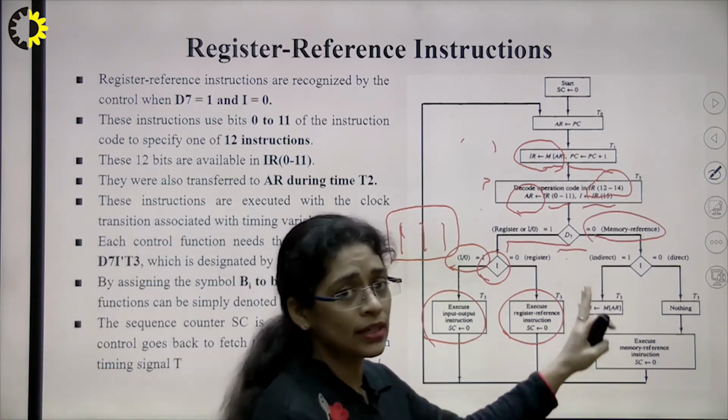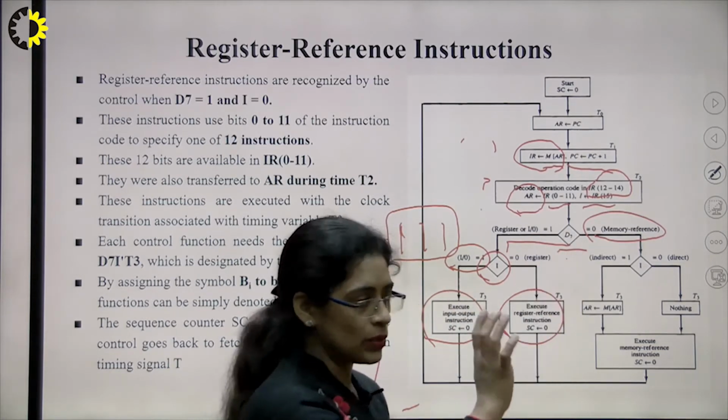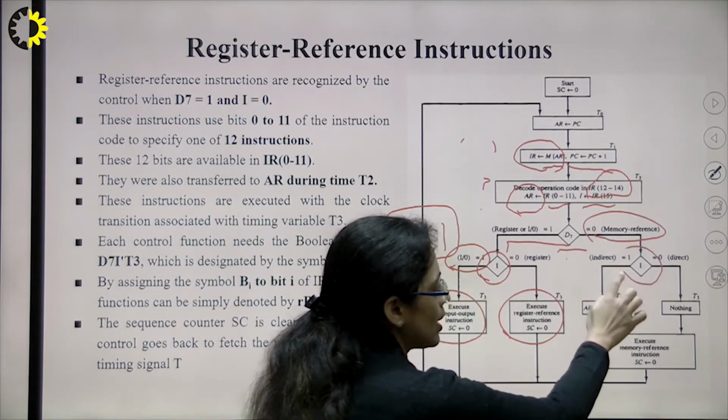Now, what if it is a memory reference instruction? In that case, the D7 bit is 0, and then again you will check the I bit.